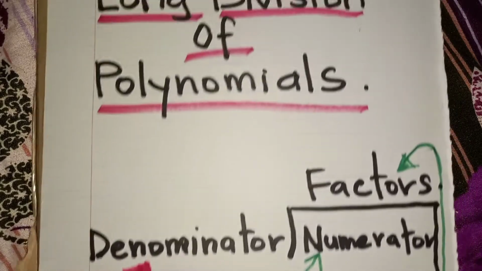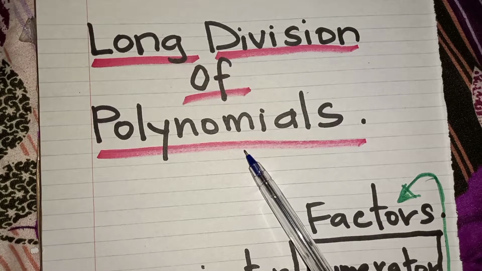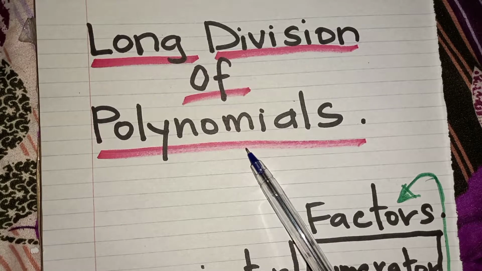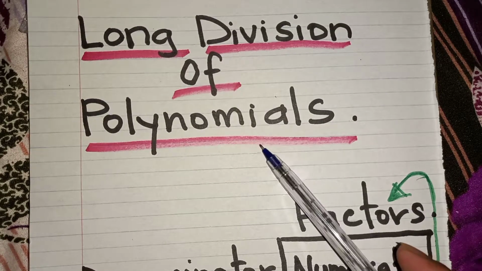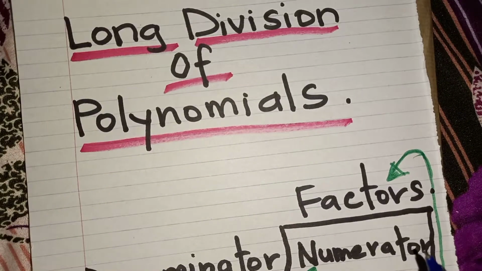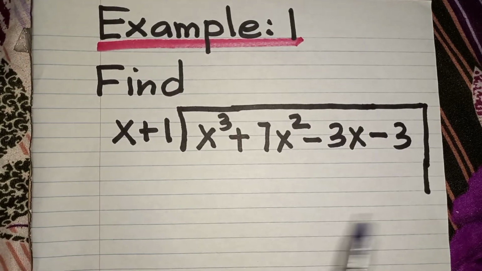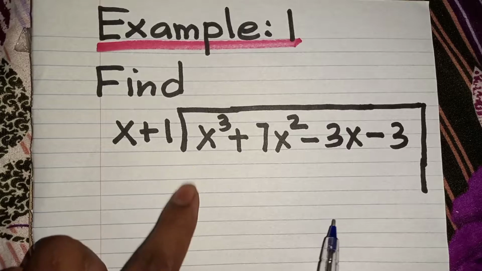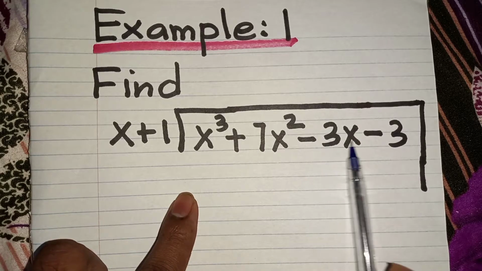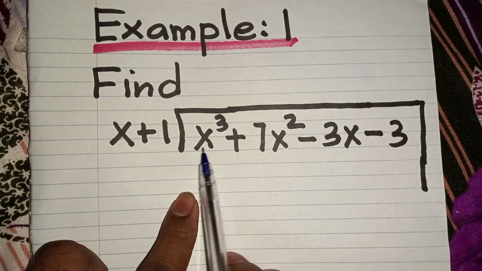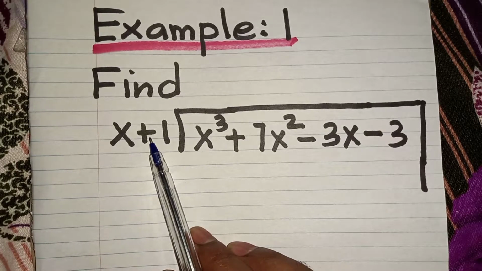Now when we are dealing with polynomials, we are going to divide a polynomial by a factor, and when we do that we get a result, and that result is known as the factor of that polynomial. So let us do one example. Example number 1, we have a factor x plus 1 and we have a polynomial x cubed plus 7x squared minus 3x minus 3. We have to divide this polynomial by this factor, the denominator, right?